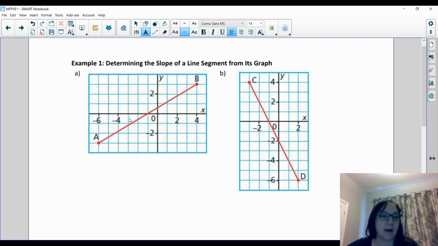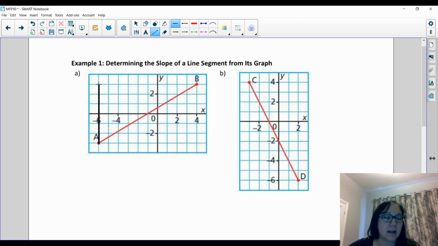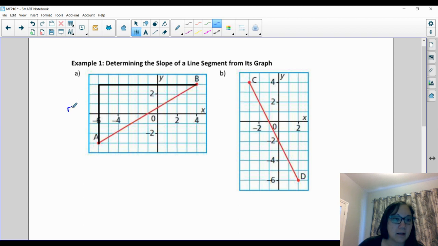So here's a pretty typical slope example. It's asking you to determine the slope of a line segment based off of its graph. Okay, so here we have point A and point B, and I'm going to draw a few helper lines on here to show my rise and my run. So I can add a rise line and a run line. Basically, I'm creating a right triangle out of this slope. Okay, so my rise is what I would get from counting these squares. So that's 1, 2, 3, 4, 5, 6. So the rise was 6, and the run was 1, 2, 3, 4, 5, 6, 7, 8, 9, 10.